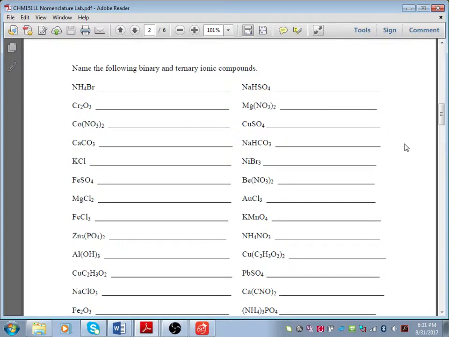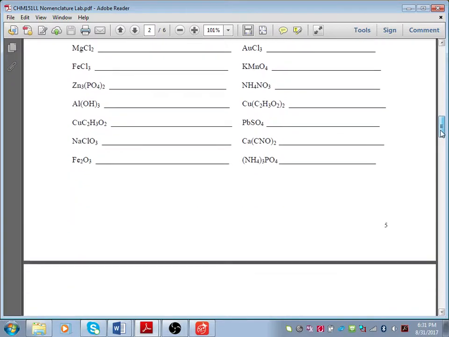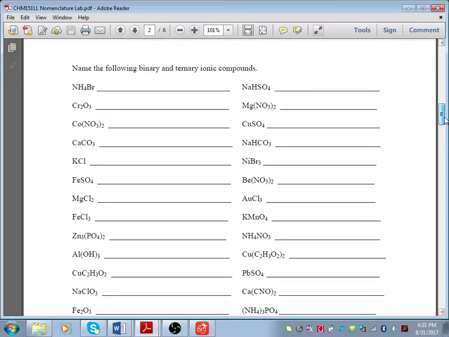Okay, now they're mixing them up. Some are binary and some are ternary in this page. So everybody look at this page. Let me check and see what the page number is. Find this, it's right below the section that you just worked on, page 5. All right, so look in the middle of page 5. It says, name the following binary and ternary ionic compounds.